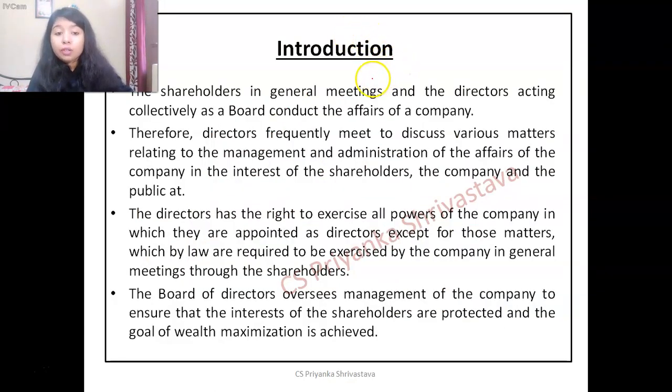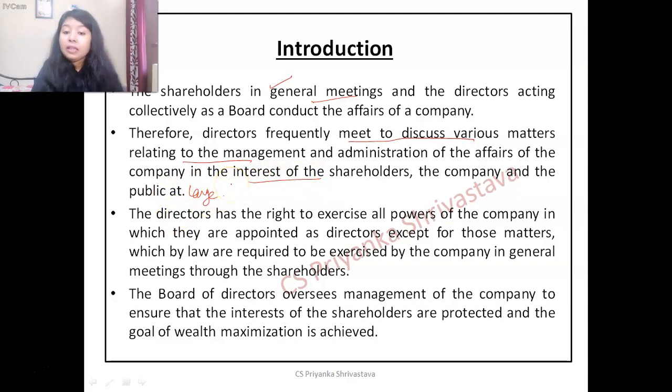It says shareholders in general meetings and directors acting collectively as a board conduct the affairs of the company. So who conducts the affairs of the company? Shareholders and the board of directors. Shareholders conduct by attending general meetings, and the board of directors otherwise manages the affairs of the company. Therefore, the directors frequently meet to discuss various matters relating to the management and administration of the affairs of the company in the interest of shareholders, the company and the public at large.